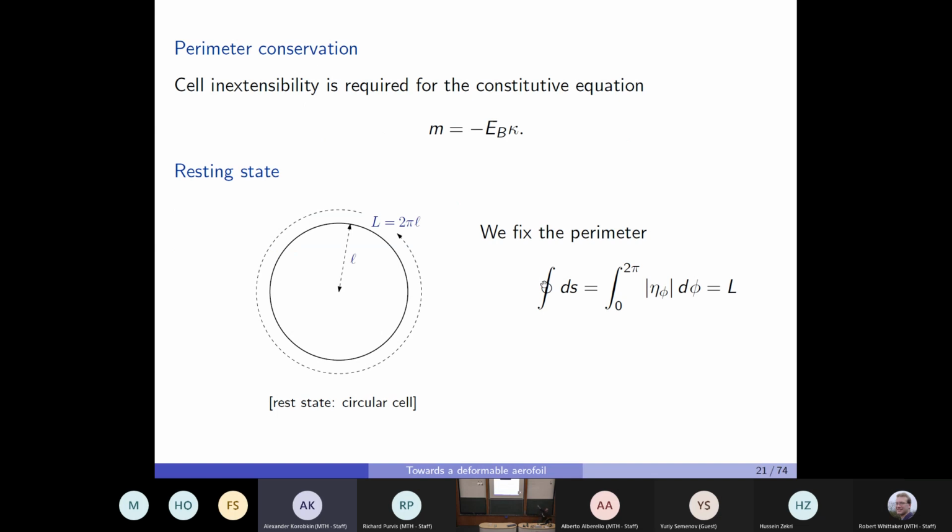As I said, you need an extensibility to get the constitutive relation between the bending moment and the curvature, and then we're going to fix the perimeter to be capital L. So from now on, capital L is the perimeter of the cell, and as the cell deforms, it doesn't stretch, so it doesn't change its length.